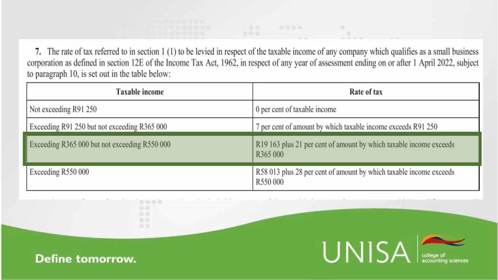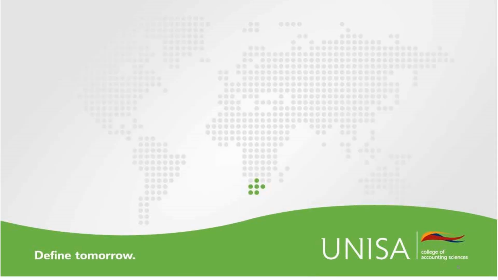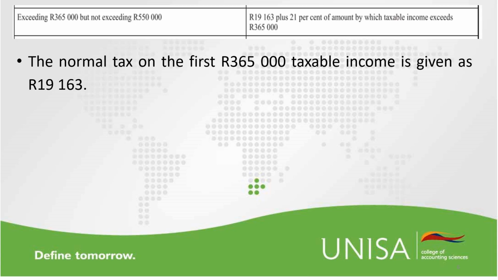From the rates provided in the table, you will see that it consists of two parts: a given amount of 19,163, which is the normal tax on the first 365,000 rand of taxable income, and a tax rate that needs to be applied to the taxable income amount above the 365,000. The normal tax on the first 365,000 rand taxable income is given in the table as 19,163.